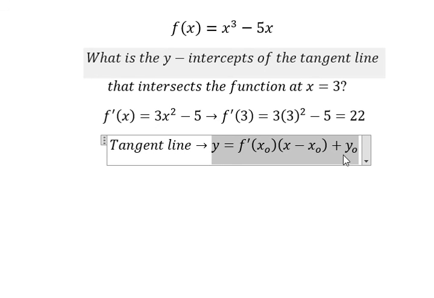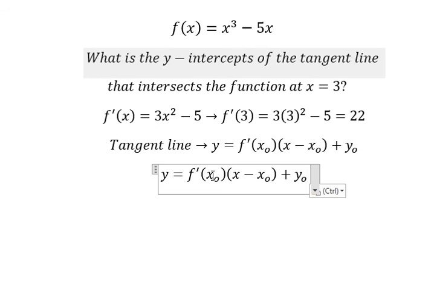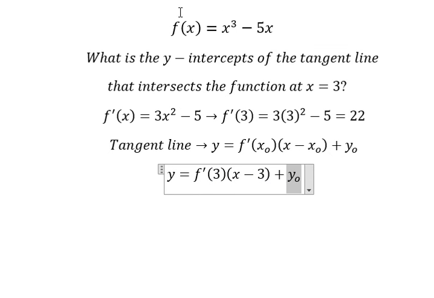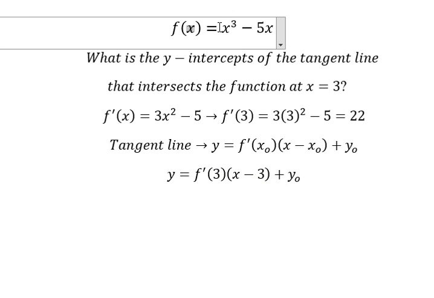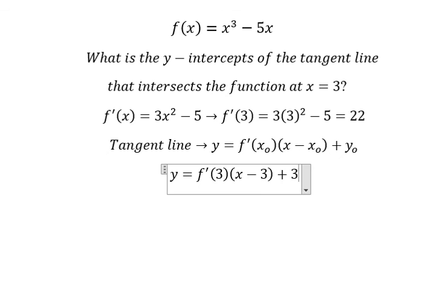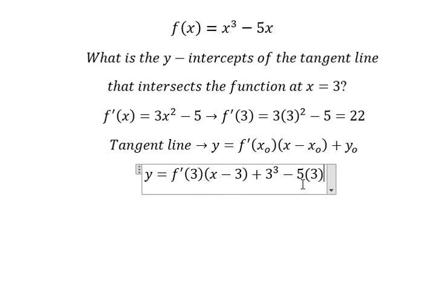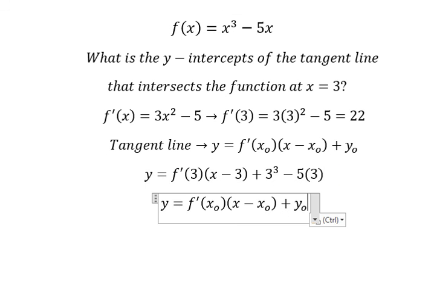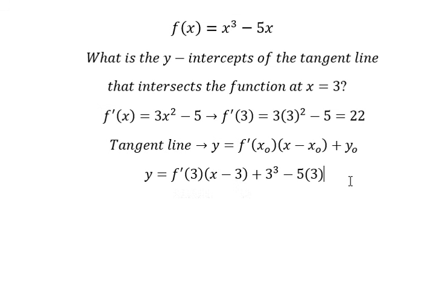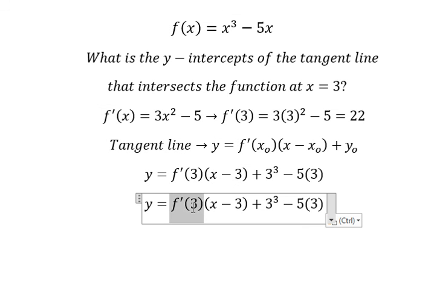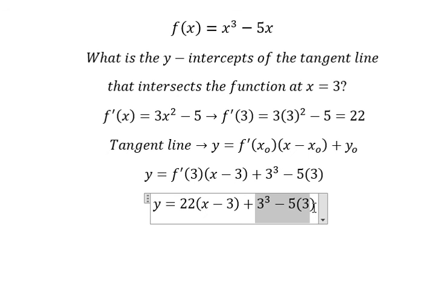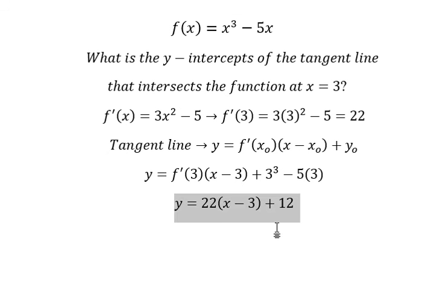So we put 3 here, 3 here, and 3 here. We know that this one is 22. This one we calculate, and we have 12.